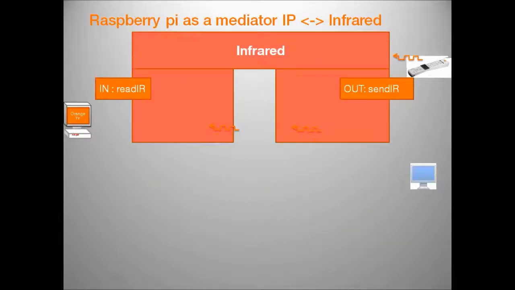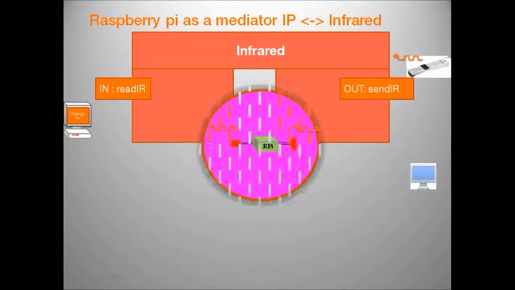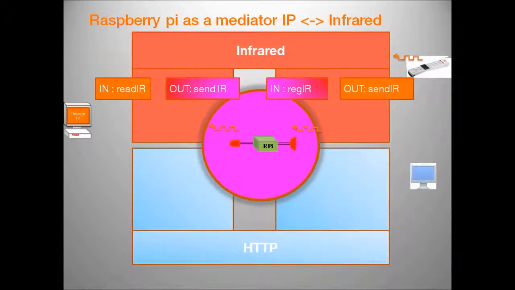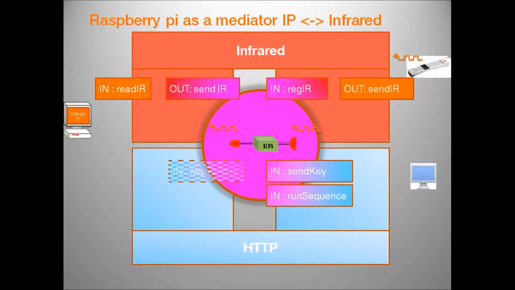To solve this problem, we've used a Raspberry Pi in order to create the glue between these two worlds and provide a synchronous HTTP interface over the system. With a card, we've added infrared I/O to the Pi. The Pi then becomes the HTTP entry point for the STB, providing interface to trigger infrared key or key sequences from an HTTP call.